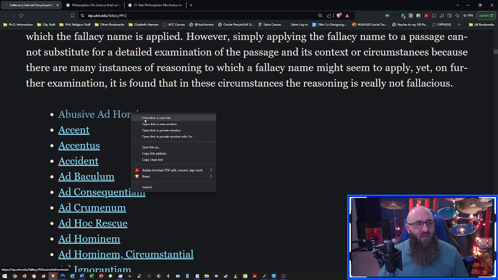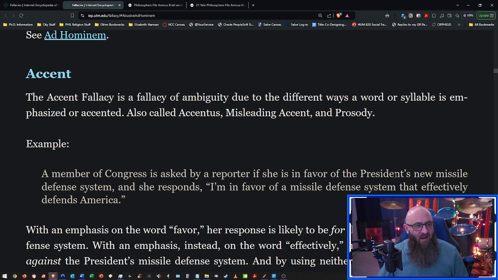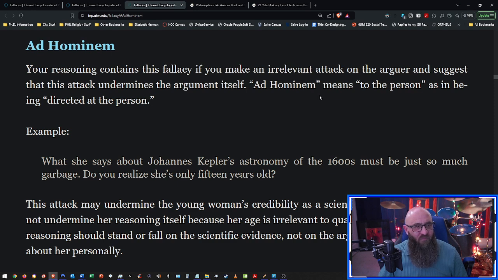So an ad hominem is basically an attack of a person. Let's do the general ad hominem. You make an irrelevant attack on the arguer by referring to the person. This translates into to the person. Homo, as in homo sapiens, person, right? Directed at the person. And so, like I said, when you criticize who someone is in an effort to undermine the claim that they made, then you've committed an ad hominem.